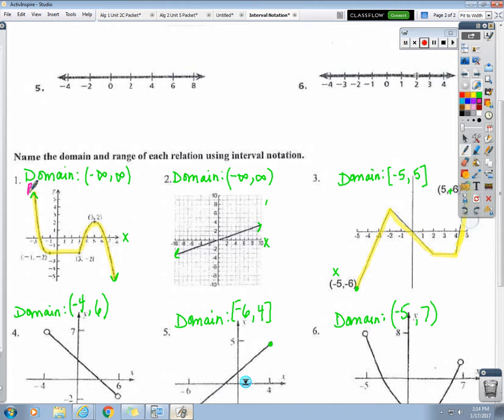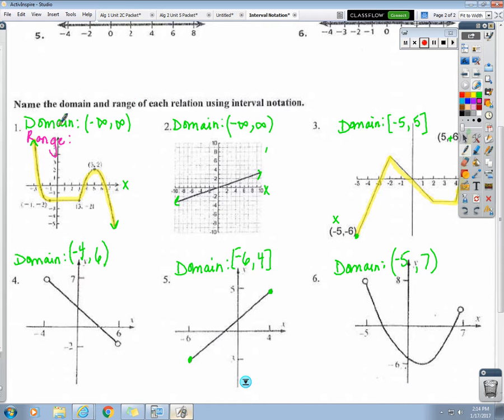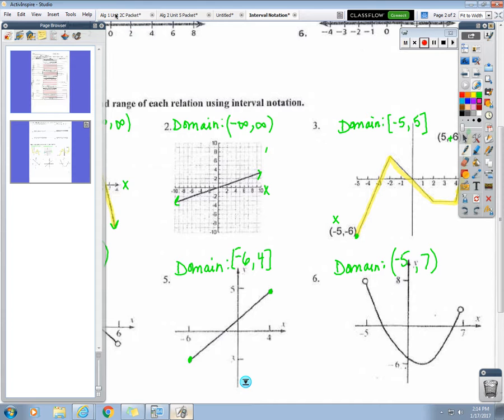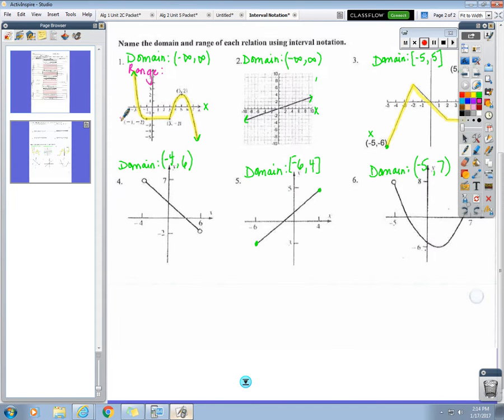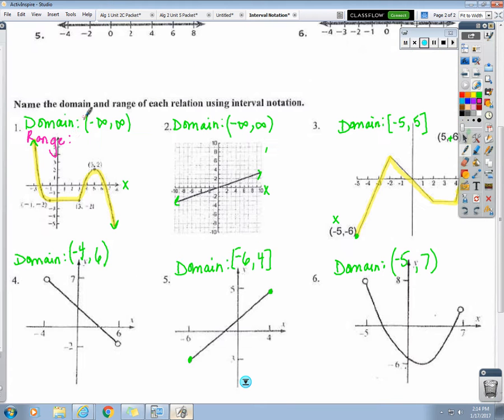Okay, if domain deals with the x values, then range deals with the y values. With domain, we went left and then right, which is basically from the negative side to the positive side, correct? So with range, we'll go up and down, but if we always go from negative to positive, doesn't that mean we go down first and then up?